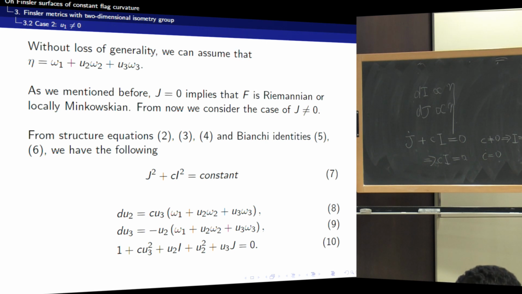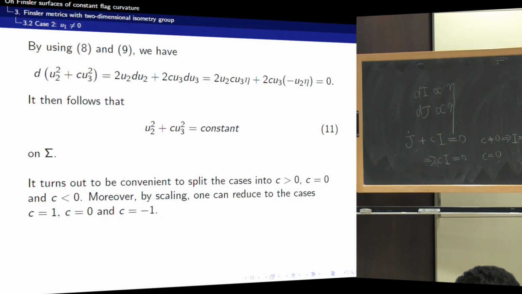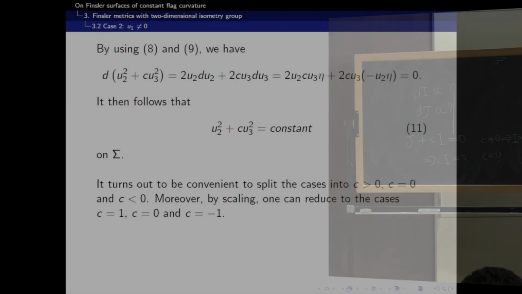This is very useful. I think this is the Cartan test of the Finsler surface. And using 8 and 9, we have this equation: d of U2 square plus CU3 square is equal to 0. And then it follows that U2 square plus CU3 square equals a constant on the unit tangent bundle. This is a very interesting equation.